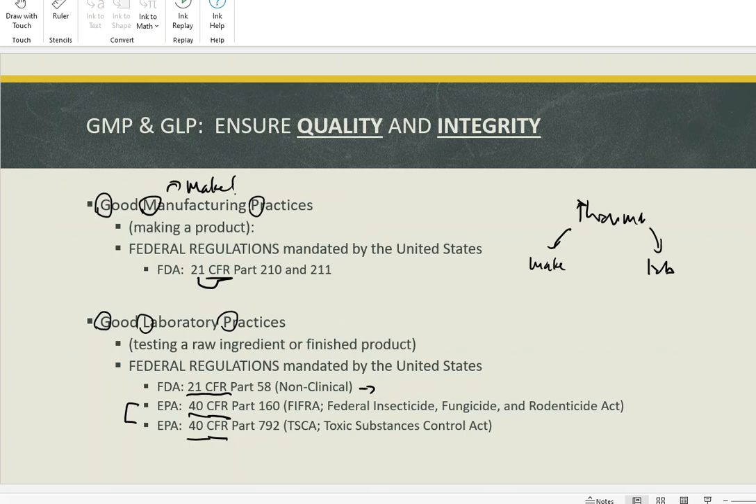And these two purposes are going to be quality, right up here at the top, and integrity. So quality and integrity are going to have to be present on a finished product. And quality and integrity should be there with the raw ingredients that we're going to be using to make that finished product, right? It needs to be on both sides of the spectrum. So quality and integrity is what this thing is all about.